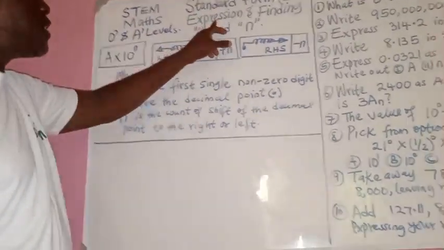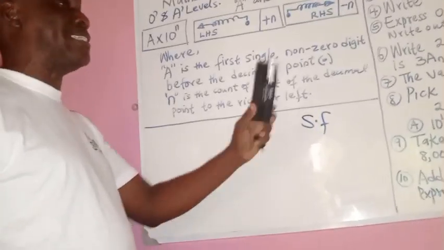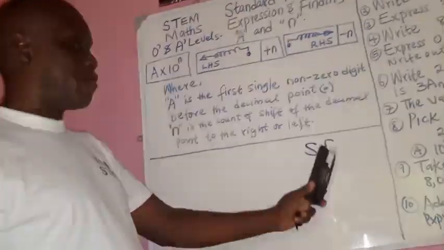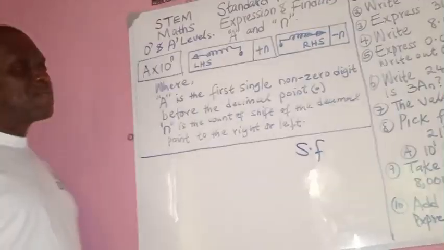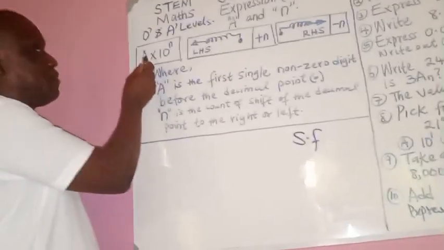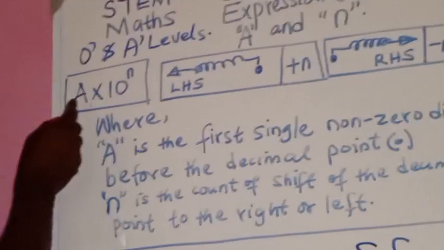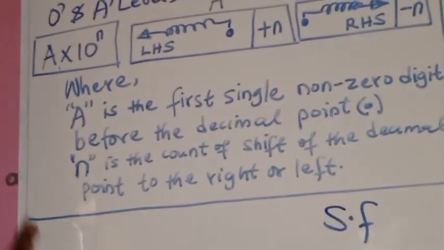Now look at this: standard form 1, expression and finding A and N. If you are given any number and asked to express it in standard form, the abbreviation of standard form is s.f. It could also be significant figure, but in this case it is standard form, s.f. If you have to express a number in standard form, what it means is that you should write the number as A times 10 raised to power n. I take that again: A times 10 raised to power n. That's what they are simply asking you to do.